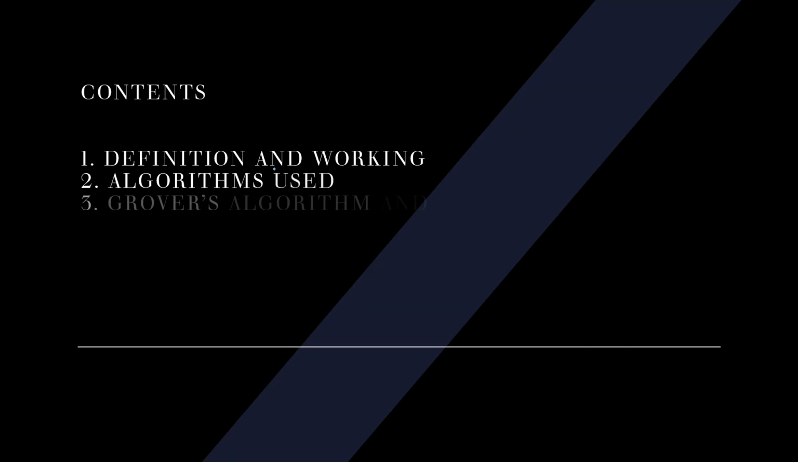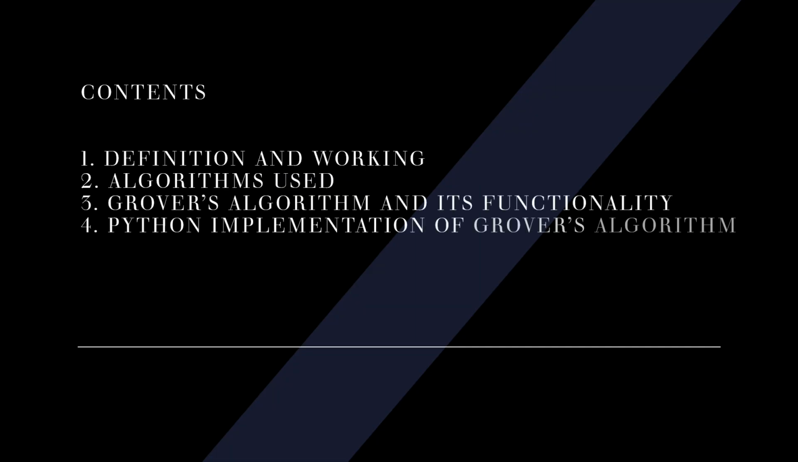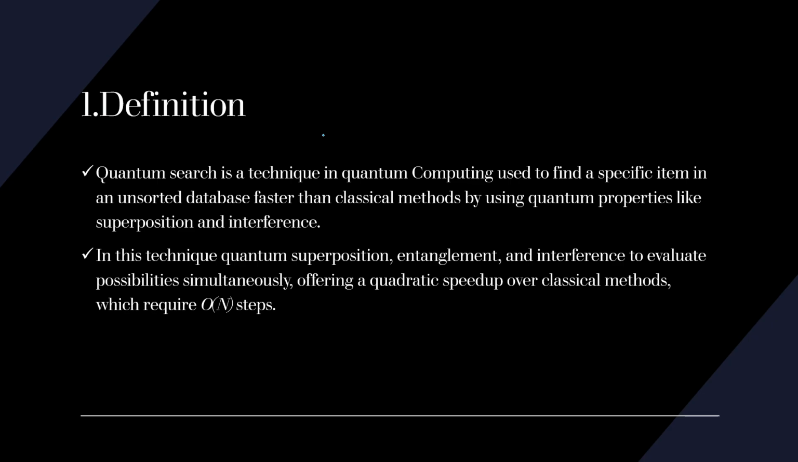What I am going to cover in this section is, first, the definitions and working principles, how quantum search works, and then what kind of algorithms are used in it. Then I will go a little deeper into Grover's algorithm and its functionality, and then its implementation in Python. Let's talk about its definitions.